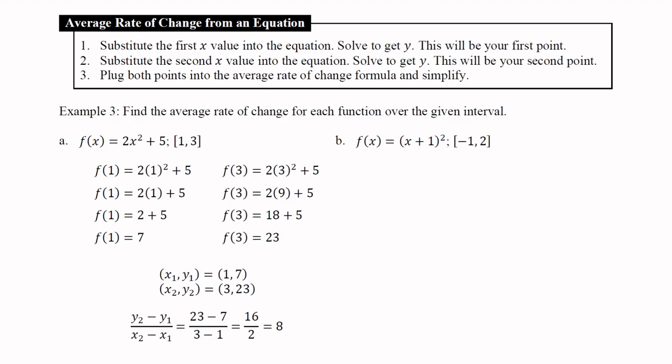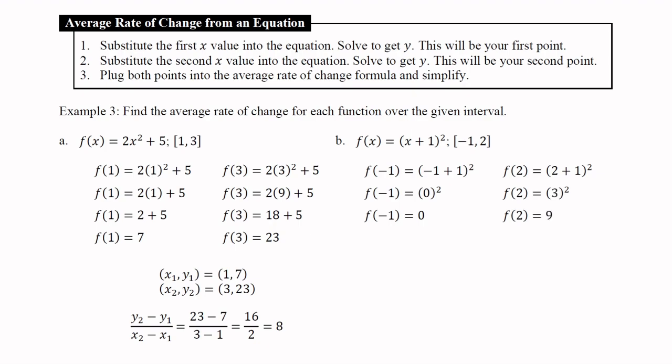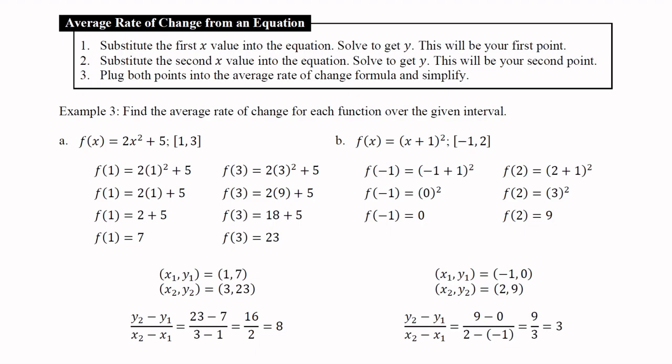For the next one, again, you're going to plug in your first x value to get the y value that goes with it. You're going to plug in your second x value to get the y value that goes with it, and that gives us our 2 points. Then we take our 2 points, plug them into the average rate of change formula, and do our subtraction on the top, do our subtraction on the bottom, and then finally divide to get 3.